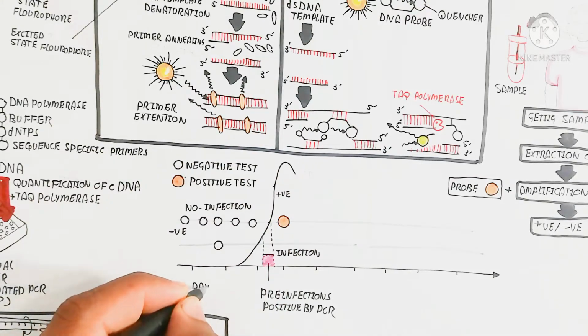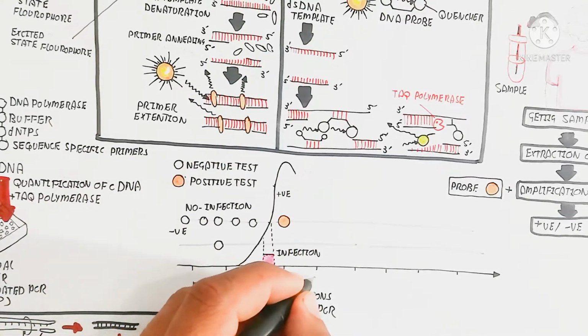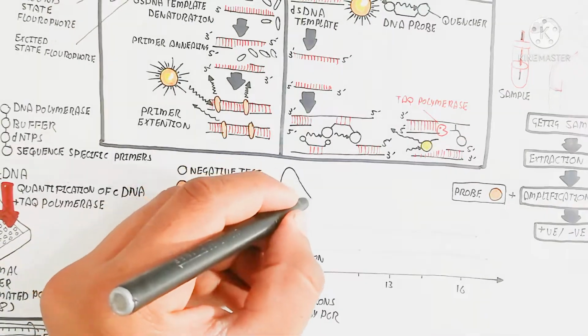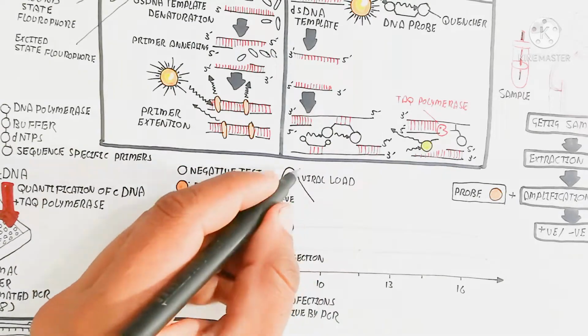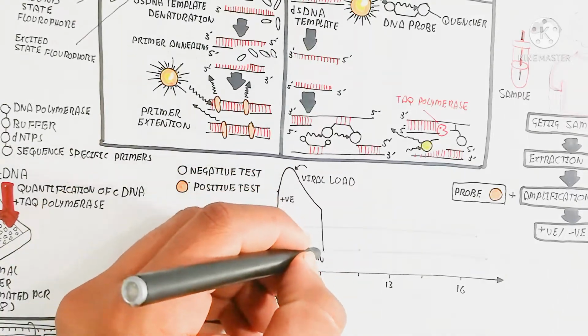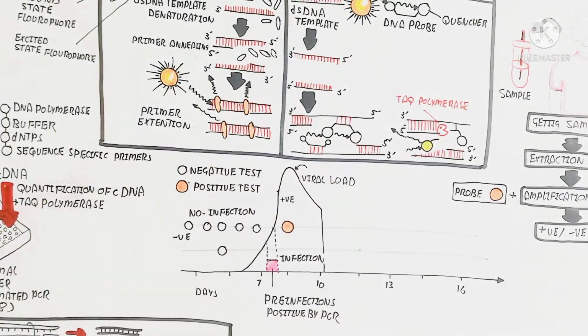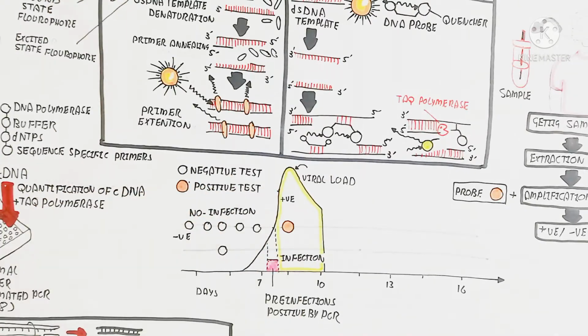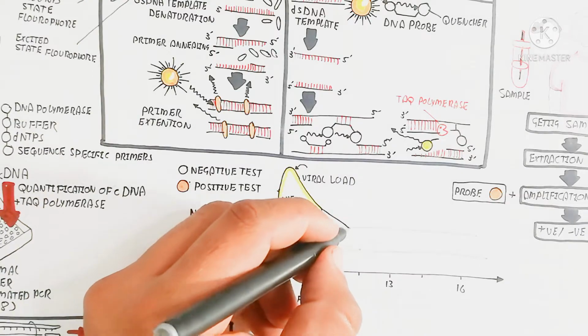Here are the days, and with no infection the graph will not show the color, while where the viral load is more, the peak of the graph will be higher. So during the infection time the viral load will be more.